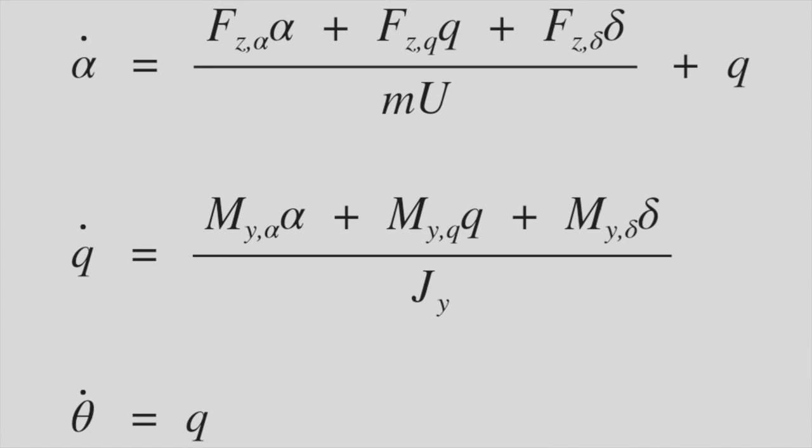Under these assumptions, the equations of motion for the aircraft look like this. The rate of change of alpha is equal to the force in the z direction due to alpha times alpha, plus the force in the z direction due to q times q, plus the force in the z direction due to delta times delta, all divided by mass times free-stream velocity plus q. The rate of change of q is equal to the moment about y due to alpha times alpha, plus the moment about y due to q times q, plus the moment about y due to delta times delta, divided by the mass moment of inertia about y, and the rate of change of theta is equal to q.